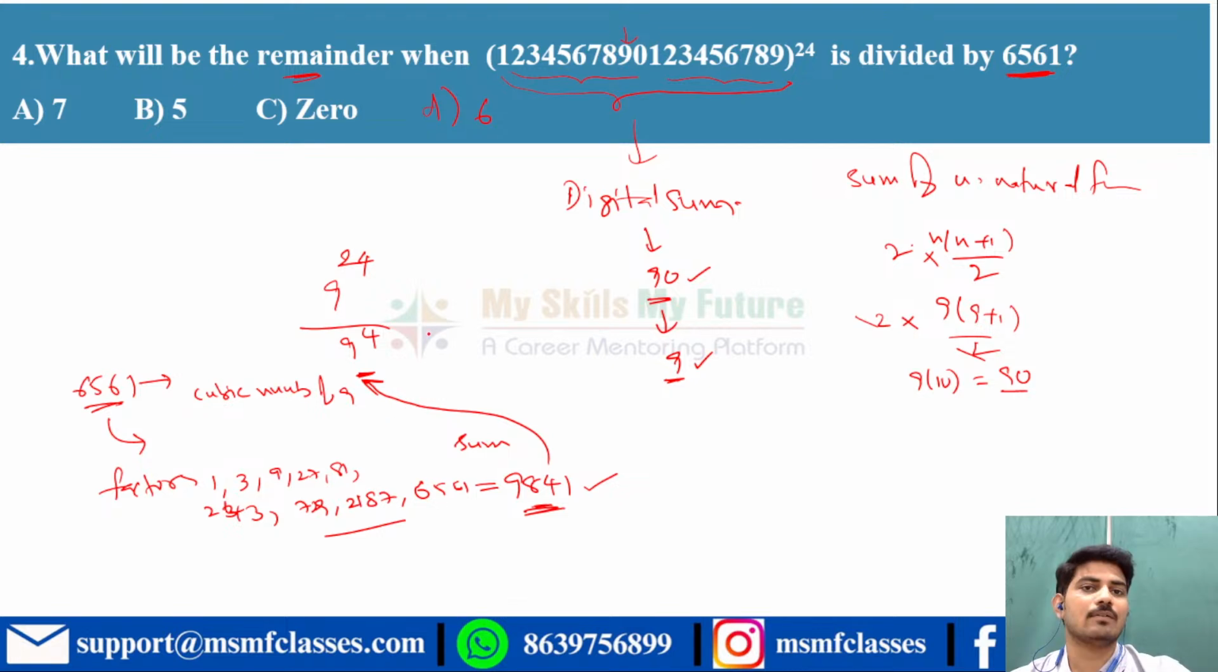If I divide this 9 power 24 by 9 power 4, I'll get the remainder 0. Soumya has answered correctly. So the answer 0 is the exact correct answer, and option C will be the correct one. I hope you are clear with this answer.